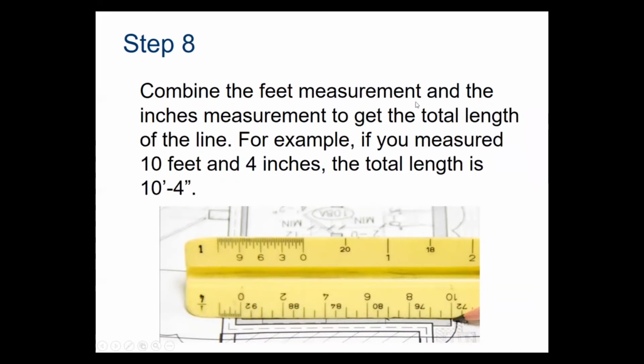All right, so combine the feet measurements and the inch measurements to get the total length. So in this case, for example, it measured 10 feet, 4 inches. So the total length in architectural notation is 10, single quote, 4, double quote. Well, not comma, single quote, double quote. Okay, because the double quote means inches, the single quote means feet. So 10 feet, 4 inches. So you don't have to write all that out. You can write it like that. That's sweet. And so that's how we use an architectural ruler.